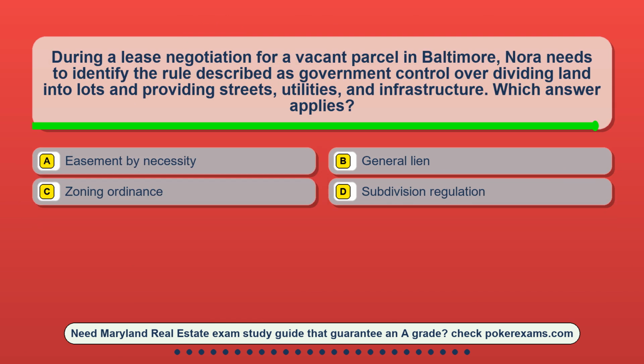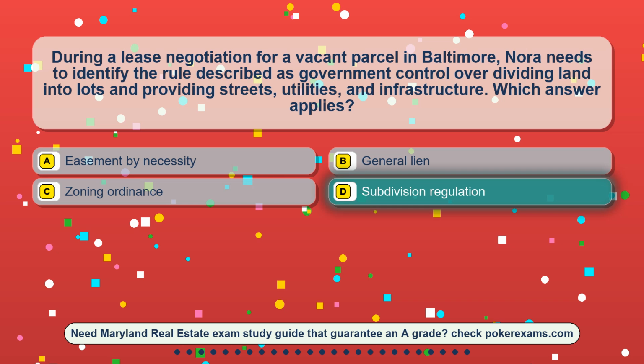Question 20. During a lease negotiation for a vacant parcel in Baltimore, Nora needs to identify the rule described as government control over dividing land into lots and providing streets, utilities, and infrastructure. Which answer applies? Option A, easement by necessity. Option B, general lien. Option C, zoning ordinance. Option D, subdivision regulation.